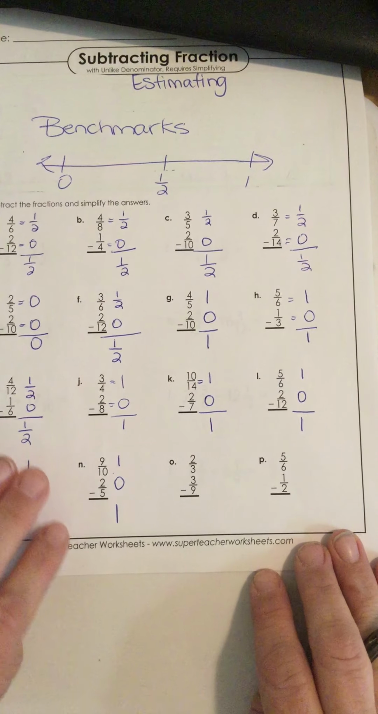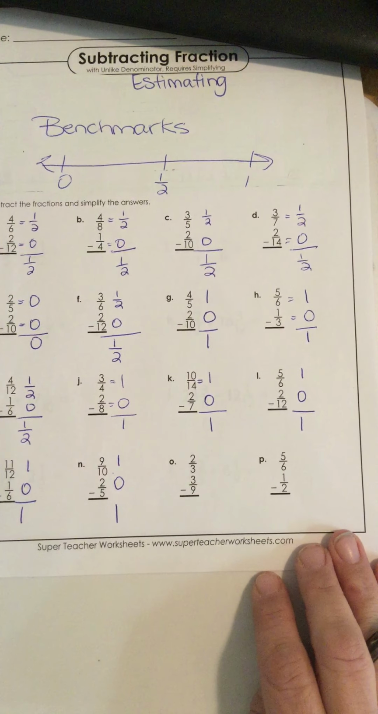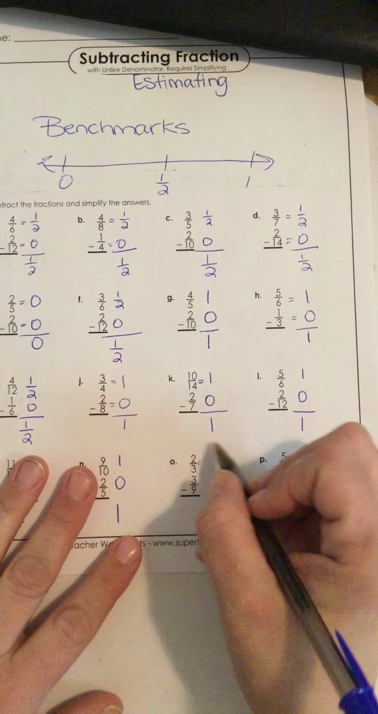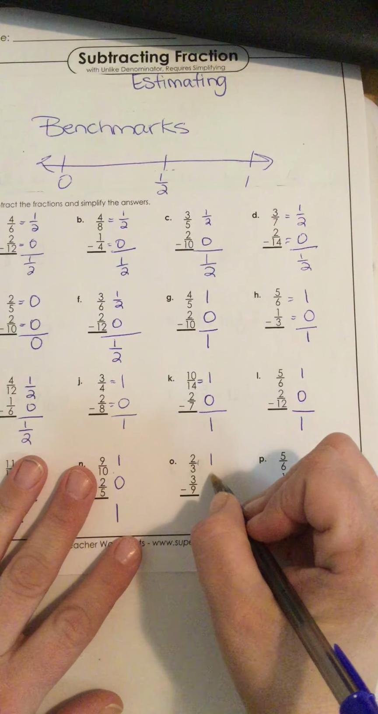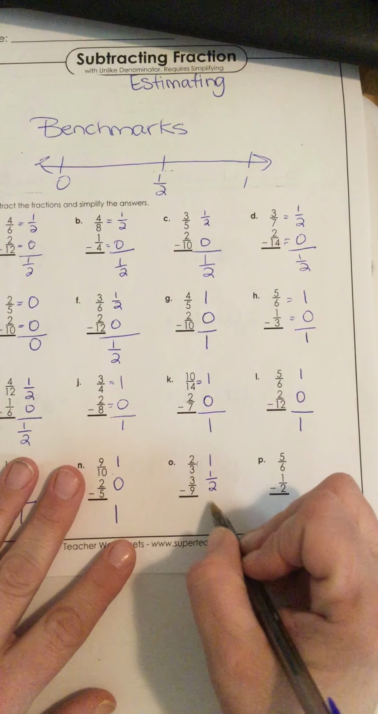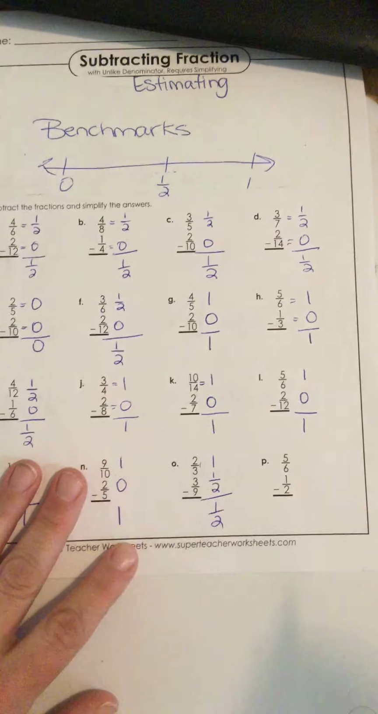Benchmark fractions are awful basic. Kind of slow, kind of easy. 2 over 3. I'm going to give that a 1. And then 3 over 9, I'm going to give that a half. So if I have 1 and I take half of it away, I still have a half, don't I?